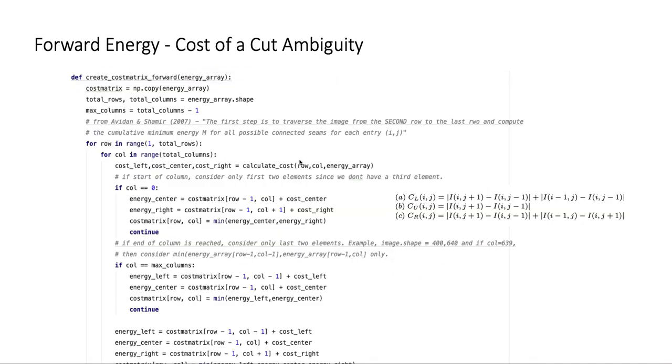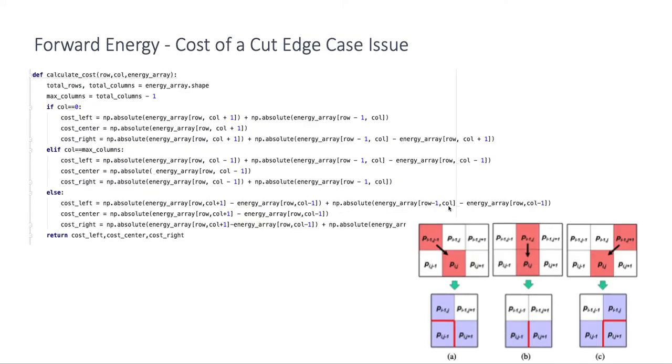The third ambiguity is the cost of cut ambiguity. The cost of each image pixel was not really specified in terms of which energy function to use. It was assumed that we can use the same energy function from the previous method, and the same energy was used for each pixel. The last ambiguity is the cost of cut in case of an edge issue.